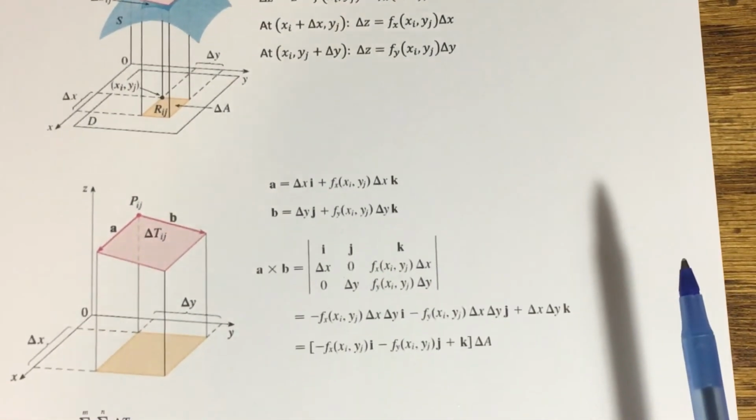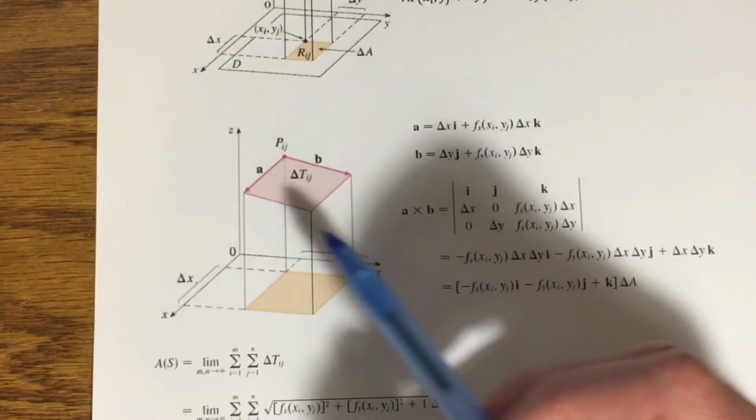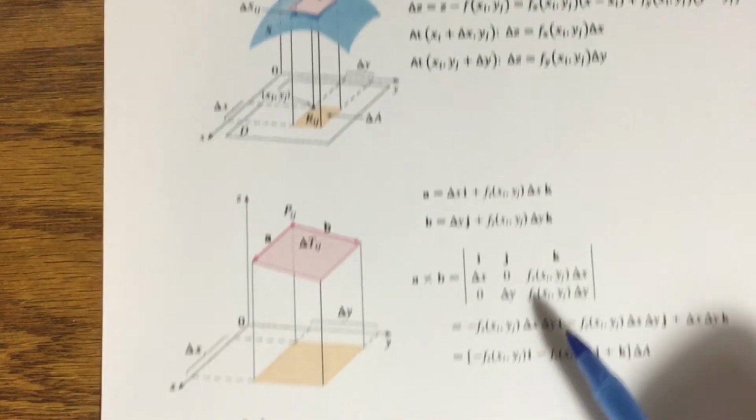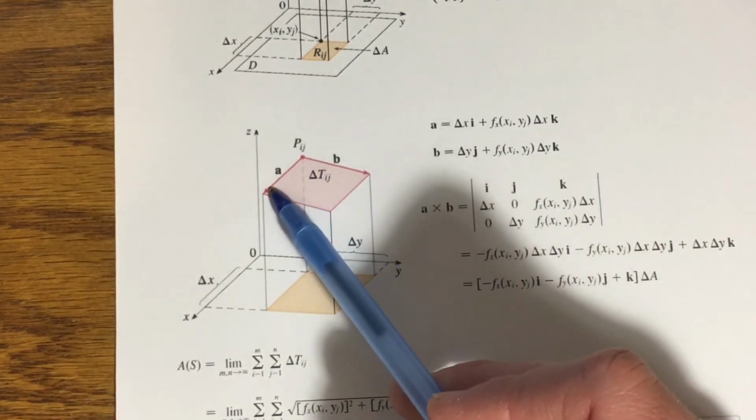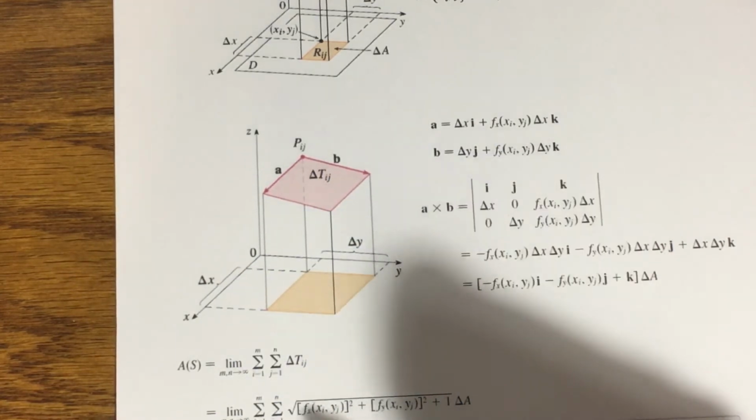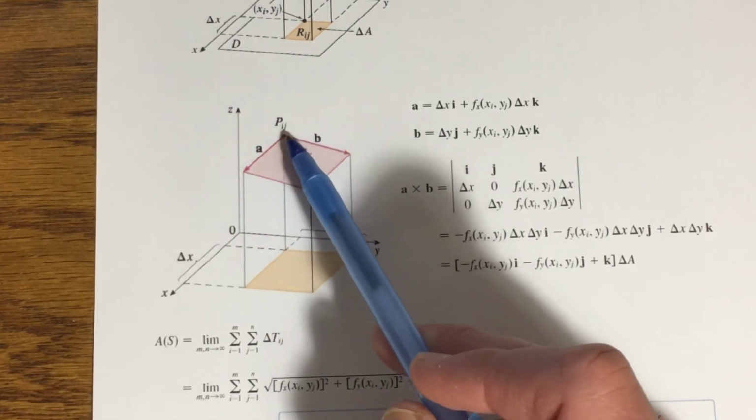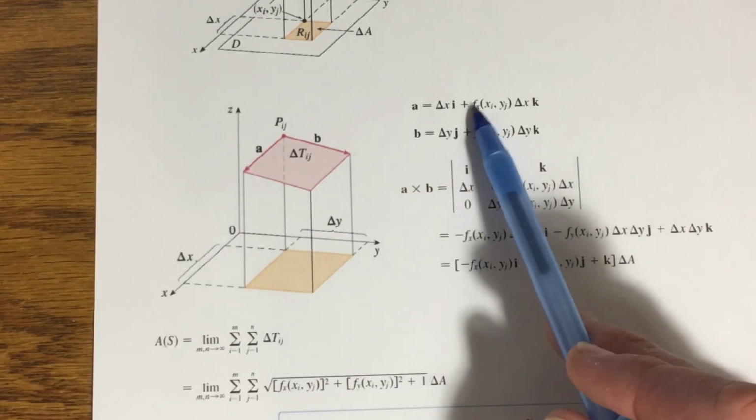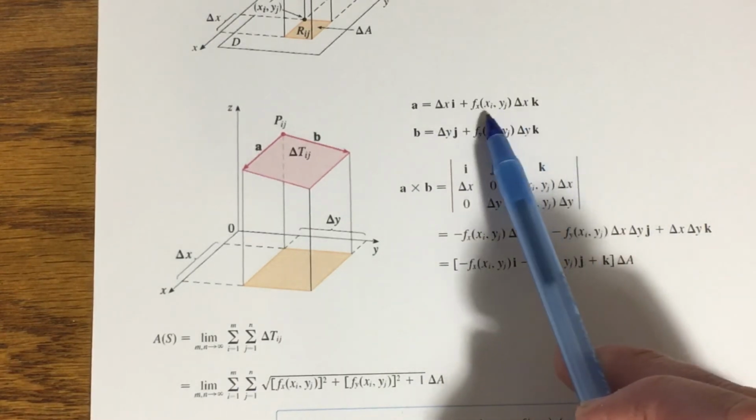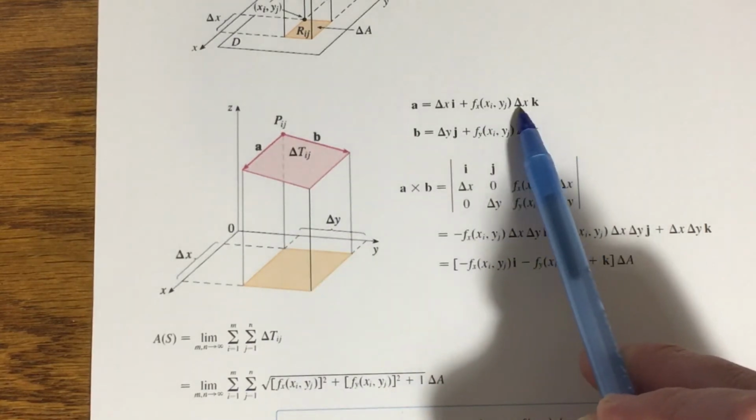So now going down to here, my vector a, you can see it right here. This is the same rectangle, same parallelogram that we see up here, just zoomed in a little bit. If I refer to this vector up here as vector a, we know already that the change in x from this point to this point is delta x, so that makes the i component for that vector. There is no change in y because we're not moving in a direction that would cause a change in y, so that's why you don't see a j component here. And then based on our discussion that we just did up above, the k component would be the partial derivative of x evaluated at this point xi, yj times delta x.